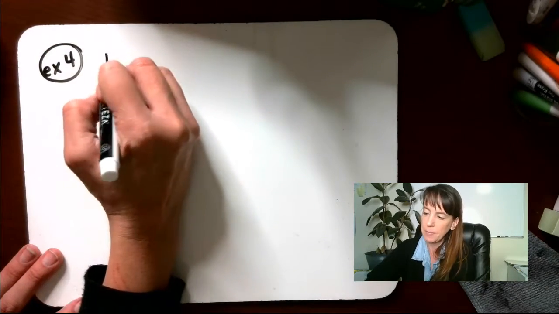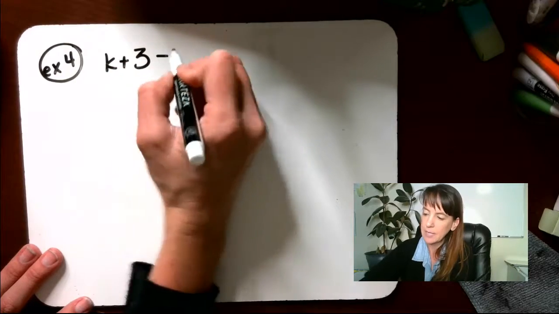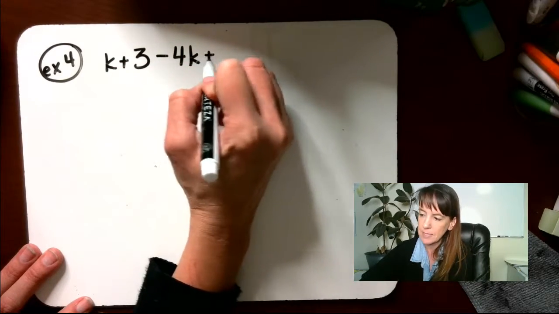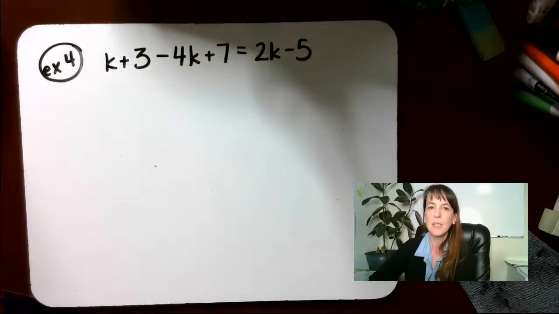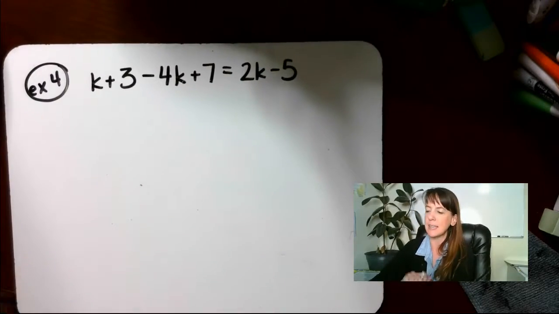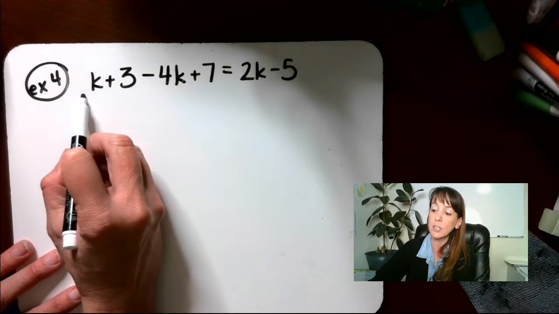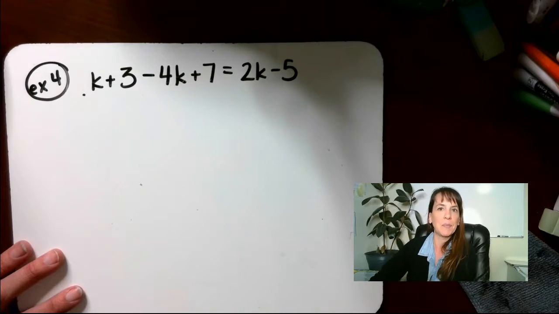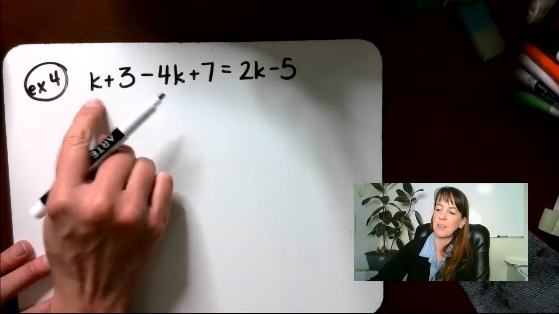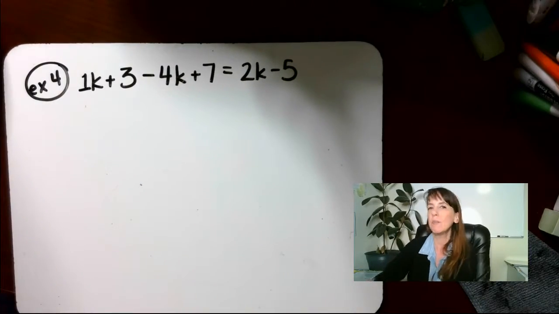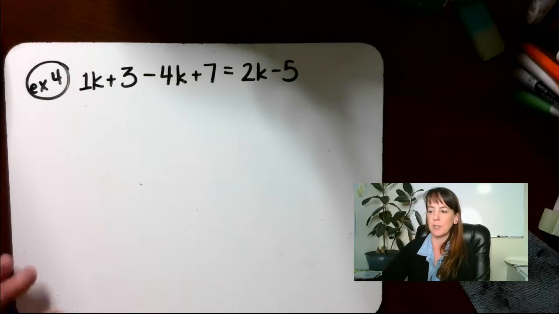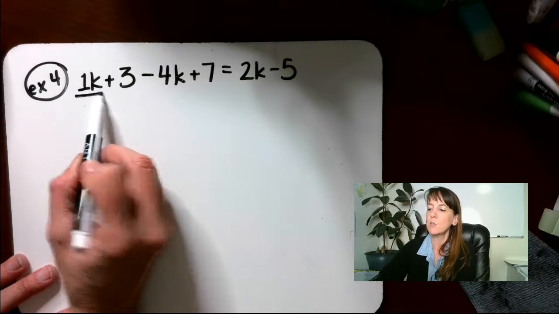I have k plus 3 minus 4k plus 7 equals 2k minus 5. All right, so what we're gonna do here is, as I mentioned, we wanna combine our like terms. We're lazy mathematicians. We don't write 1 if it's in front of our variable. So if we have a variable without a number, know that it is 1. You can go ahead and write that in for right now, and as you get used to it, you'll start dropping it. So that's 1k.